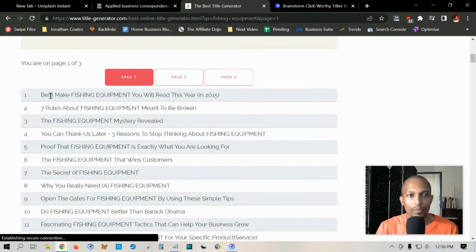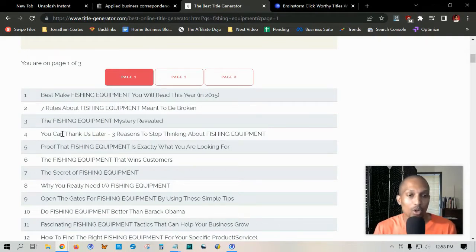So as you can see, "Best make fishing equipment you will read this year." All you've got to do is make tweaks and edit these. A lot of them, when you read them, won't make much sense. You just take the ones that apply to you and what your content piece is about, and then make the changes from there. For an example, "The best fishing equipment guide or article that you will read this year."